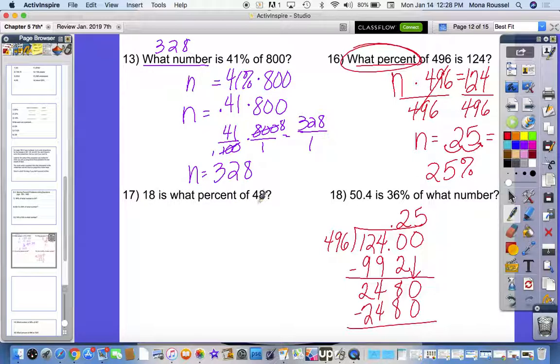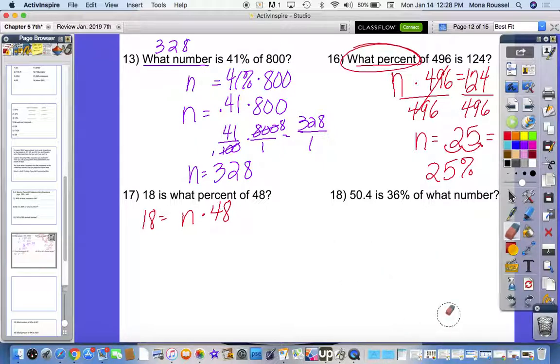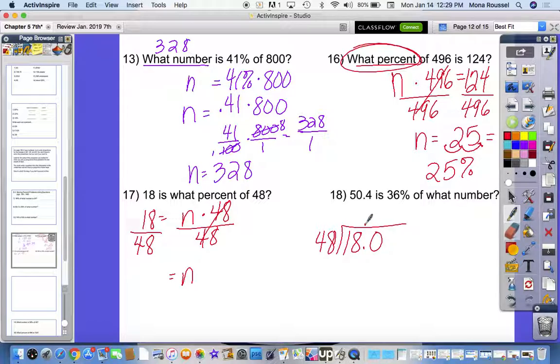If we look at number 17, 18 is, what percent is our n? Of is multiplication, 48. So again, just like the previous example, we have to get n by itself so we can solve the equation. So we're going to divide both sides, in this case by 48. So when we do that, the n is by itself on the right side of the equation because the 48's cancel out. But we have to divide 48 into 18 to find out what percent that would be.